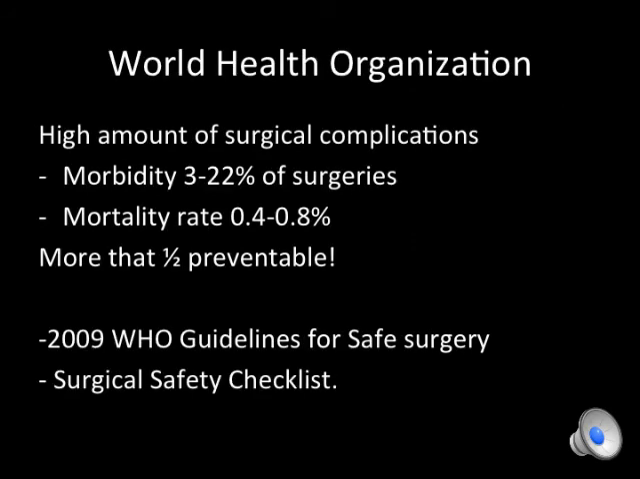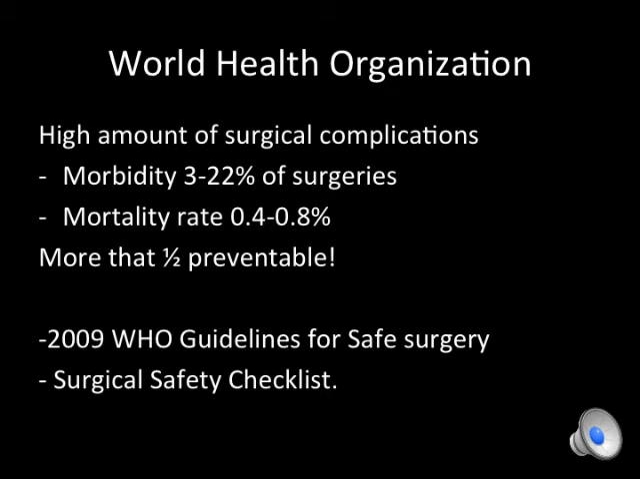The World Health Organization realized that there was a high amount of surgical complications happening within the operating theatre. In industrialized countries, the rate of major complications in surgical procedures ranged from 3 to 22%, and a mortality rate of 0.4 to 0.8%. It was determined that half of these events were preventable. That may not seem like a very large number, but if you think about the amount of surgeries that happen each day around the world, then you're talking about a significant number of deaths that can be prevented.